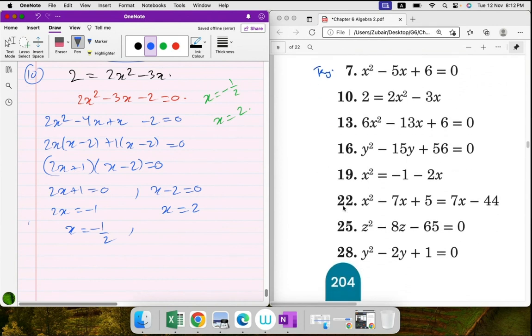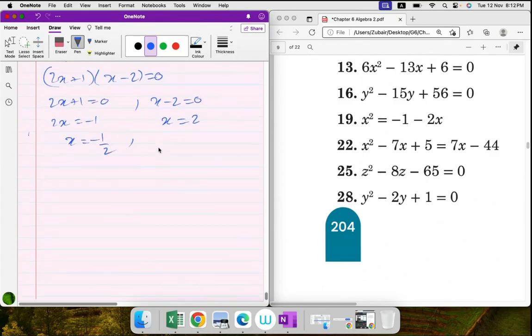All this exercise is of similar nature. We'll just practice these few questions and jump on to the next one.